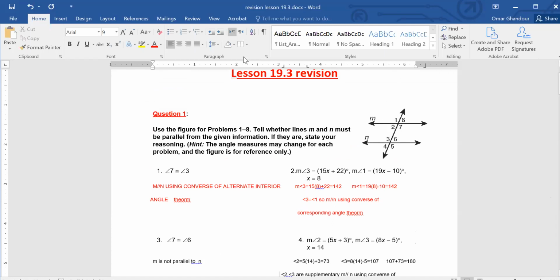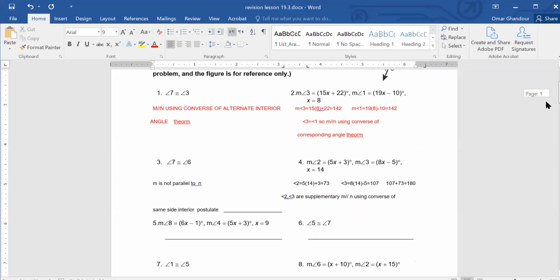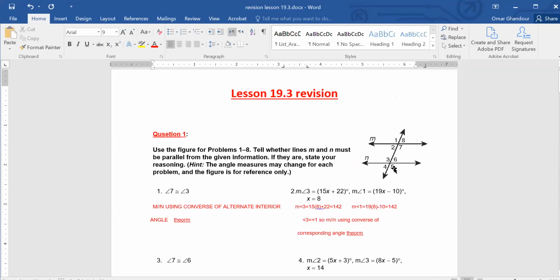If they are not equal, they are not parallel, right? Okay, so let's go to question 6. Angle 5 is congruent to angle 7. What do you think? 5 and 7, they form a what?